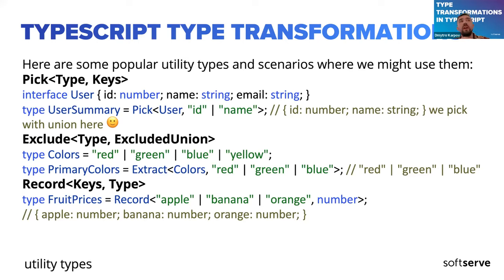Basically, we provide the type that we want to pick from, and we provide the keys that we would like to pick by. As an example, we have interface User with id, name, and email properties. We just create the new type UserSummary, where we pick only id and name. And you see we are using another feature, a union. We pick with the union here. We will talk about unions later on.